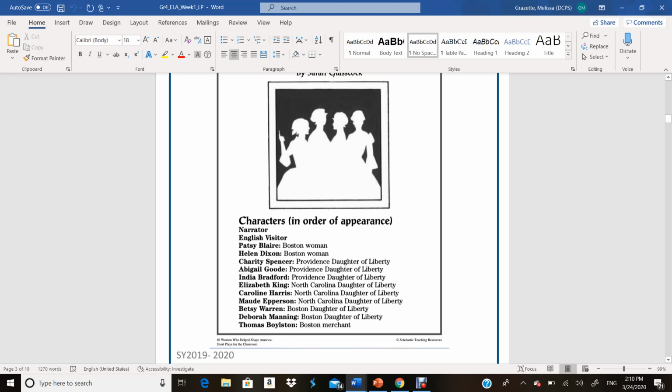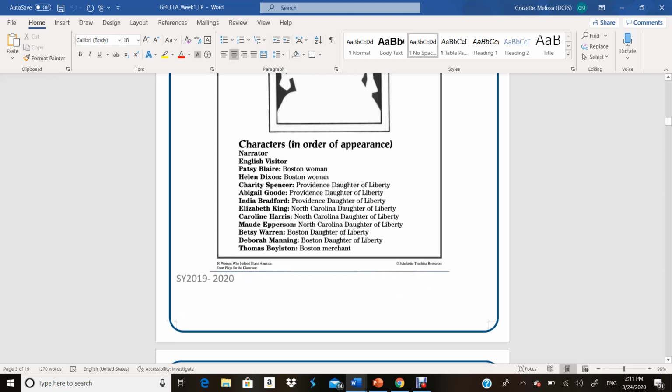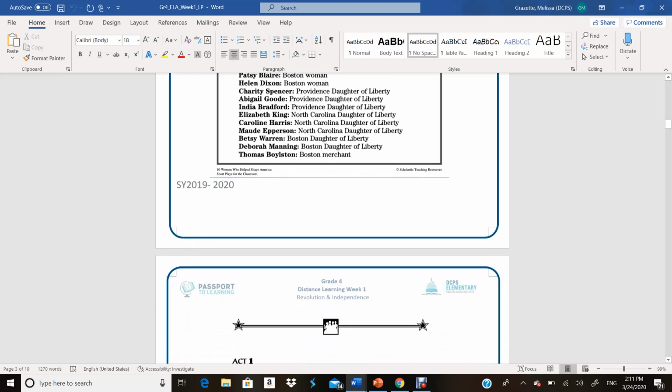So the characters in the order that they're going to show up: the narrator, the English visitor, Patsy Blair, who's a Boston woman, Helen Dixon, a Boston woman, Charity Spencer, Providence, daughter of Liberty, Abigail Good, Providence, daughter of Liberty, India Bradford, also a Providence daughter of Liberty, Elizabeth King, North Carolina, daughter of Liberty, Caroline Harris, North Carolina, daughter of Liberty, Maud Epperson, North Carolina, daughter of Liberty as well, Betsy Warren, also a daughter of Liberty, but from Boston, Deborah Manning, a Boston daughter of Liberty, and Thomas Bolston, a Boston merchant, which means that he sells things.